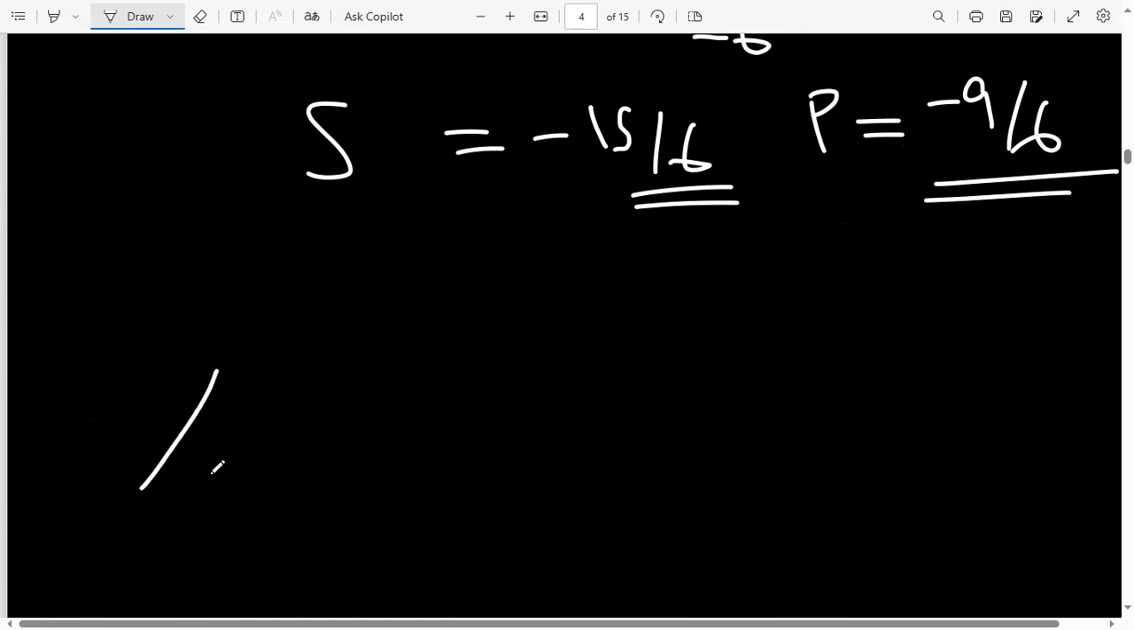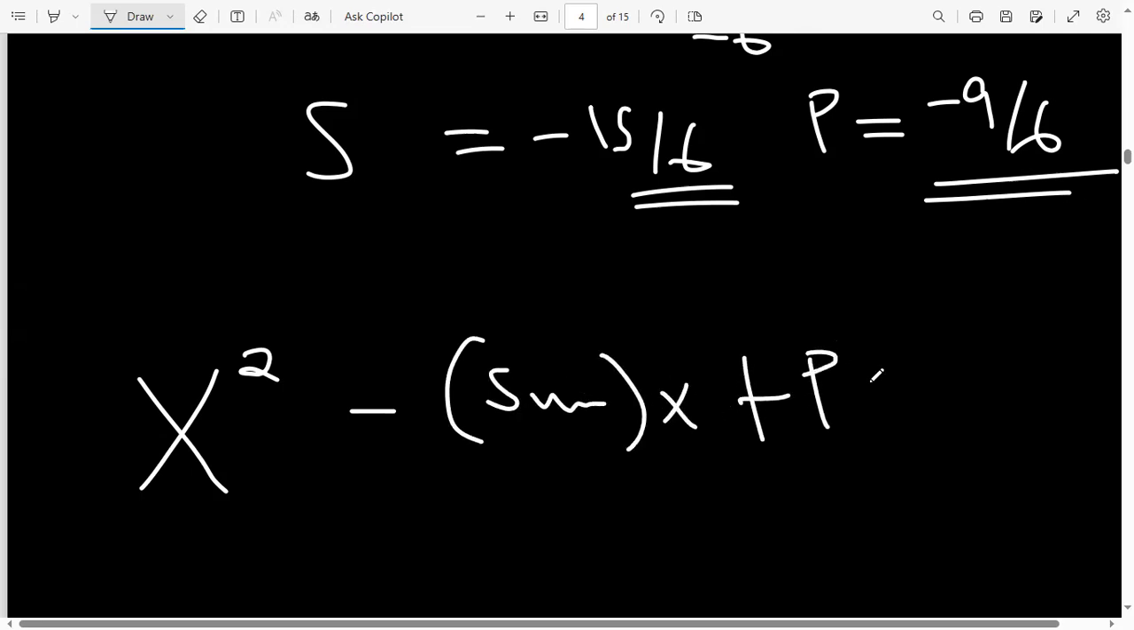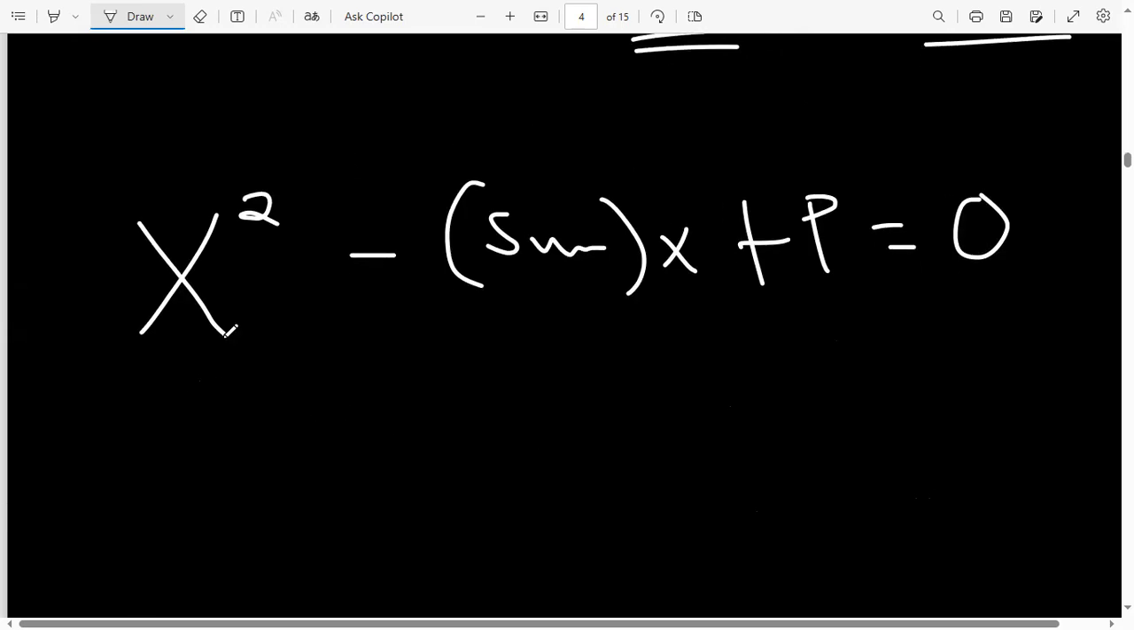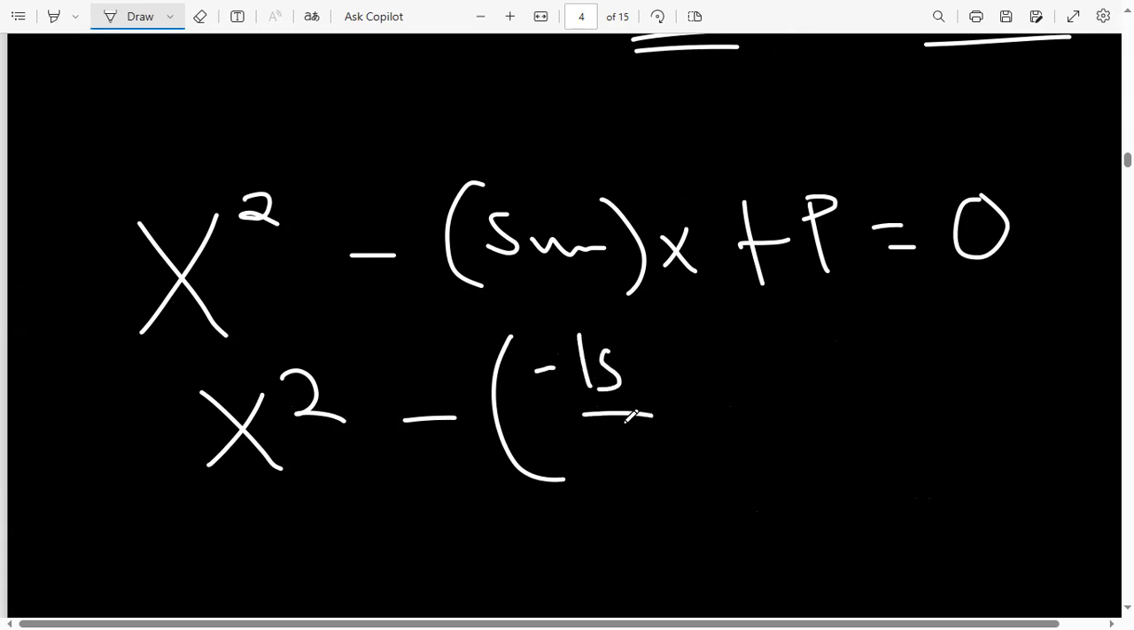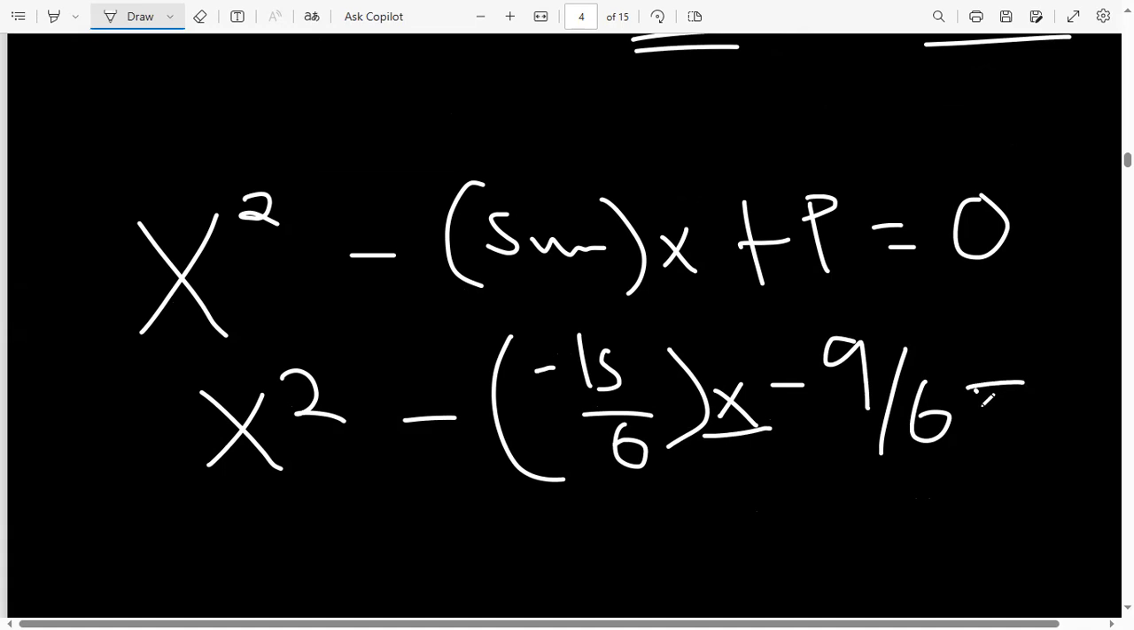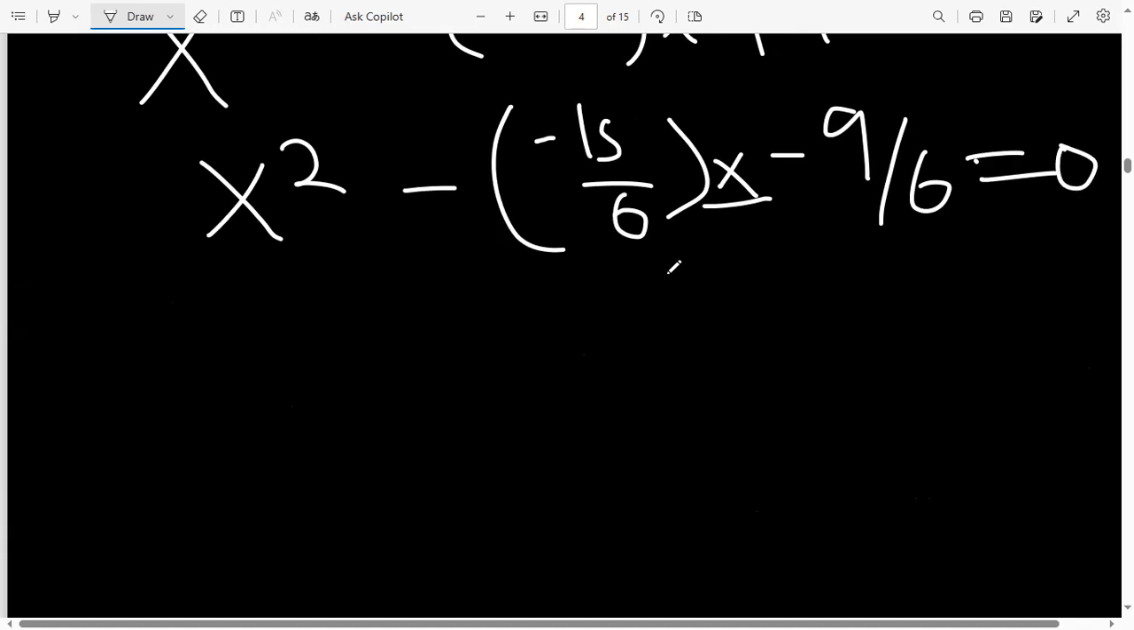Now how do we find the new equation from this new sum and new product? The new equation is always in the form of x squared minus the sum times x, plus the product, equals 0. So we say x squared minus, the sum is minus 15 over 6, then x, and the product is minus 9 over 6, equals 0. Then we want to eliminate this fraction, the 6 in the fraction there.